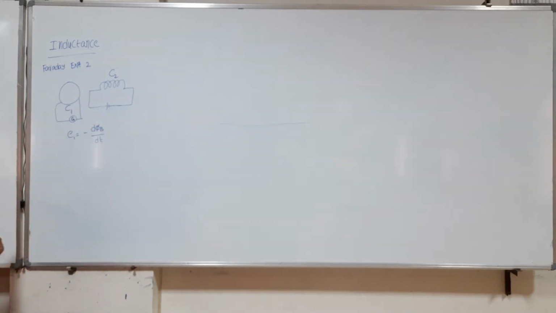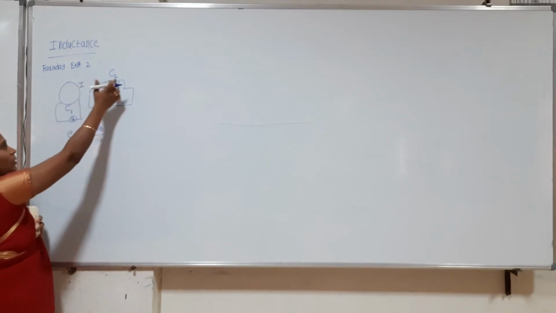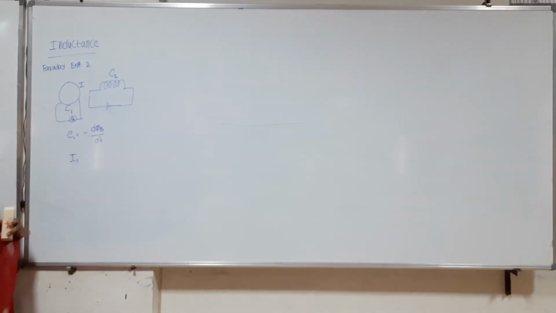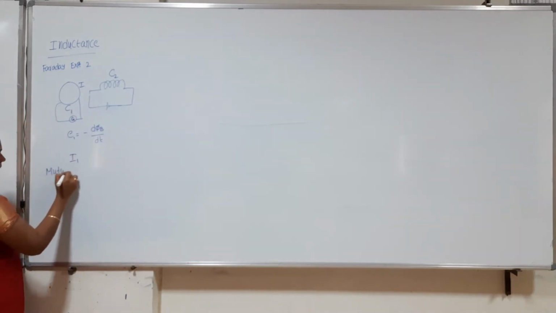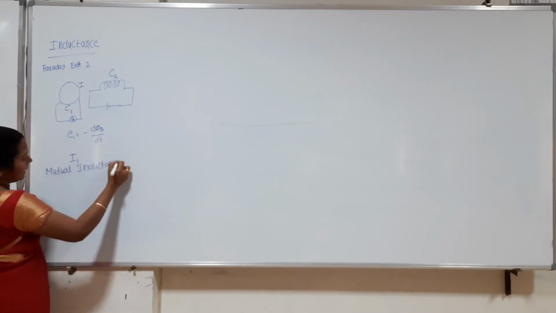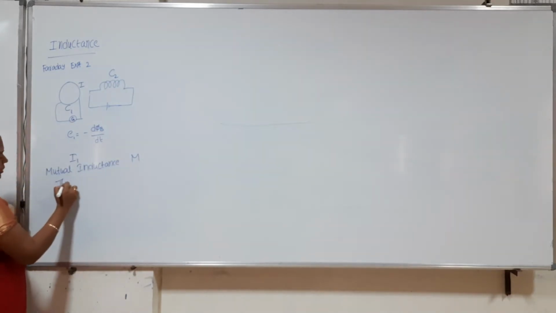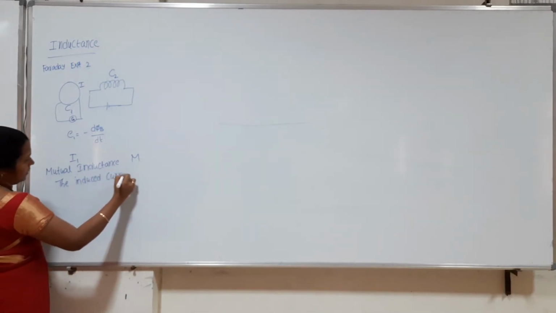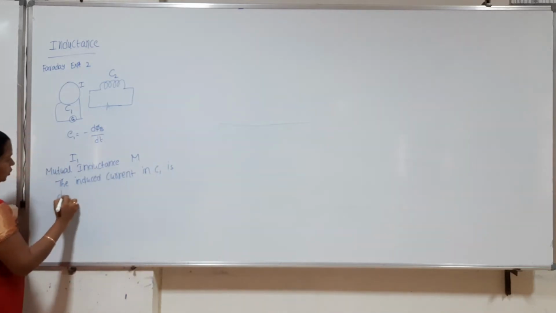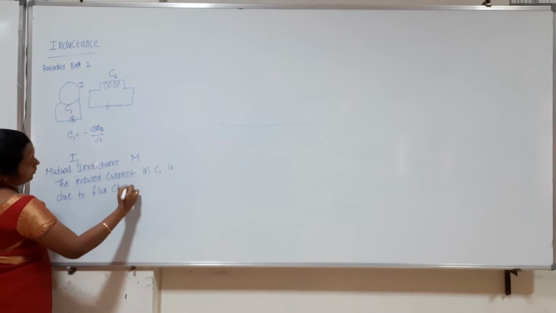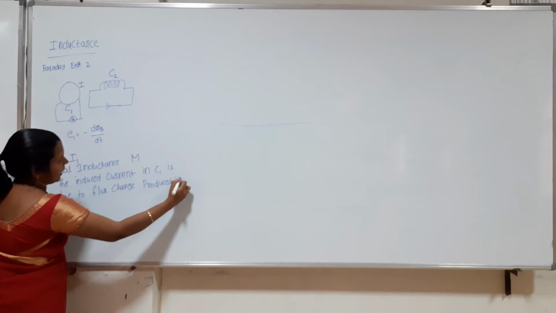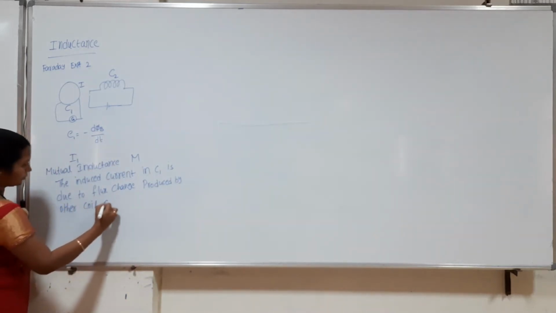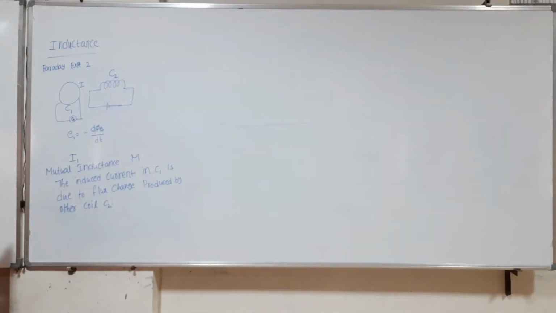This phenomenon we call mutual inductance. The induced EMF and the induced current in coil 1 are due to the flux change produced by the coil C2. Mutual inductance is represented with the symbol capital M. So the induced current in C1 is due to the flux change produced by the other coil C2. This phenomenon we call mutual inductance.